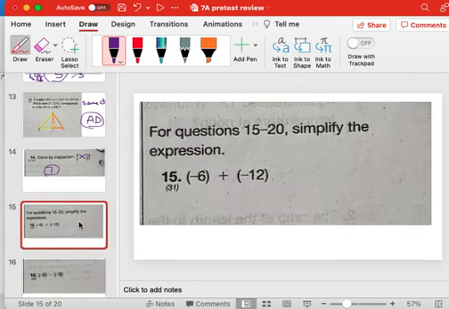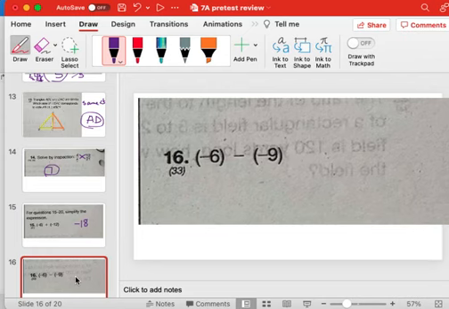Okay, so for questions 15 through 20, simplify the expression. 18. Really? Really? You can have a debt of $6 and a debt of $12 and come out $18 ahead? Negative 18. Okay, does everybody see why it's negative 18? All right, what's our rule? Same sign, add, take the common sign. Negative 18.